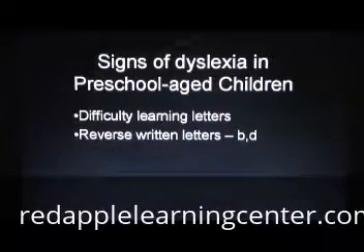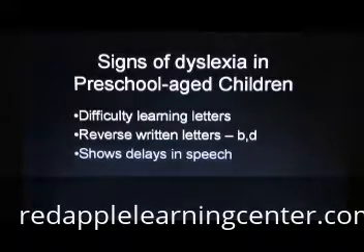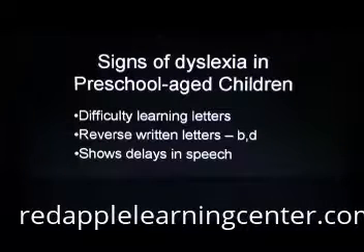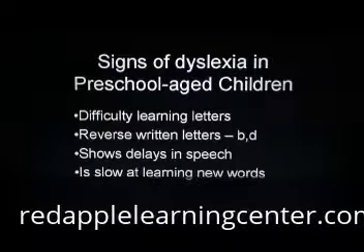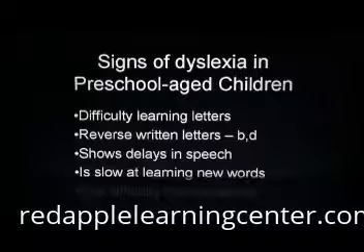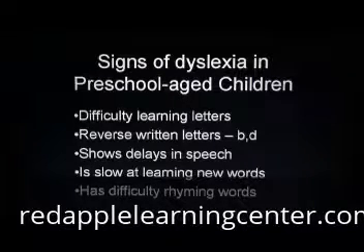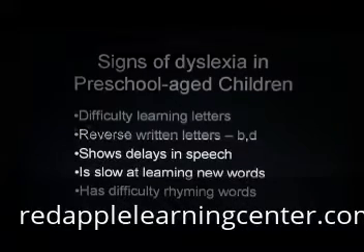They may have difficulty with written letters. They may tend to have prominent reversals. B's and D's are the most common, but there are many others also. These students may show some delays in their speech patterns when they're 3, 4, and 5 years of age. They may be slow at learning new words, not just letters, but then the sight words that they are presented with on into kindergarten may come much more slowly for them. And as we move into rhymes, poems, things like that, they may show quite a bit of difficulty rhyming the words.